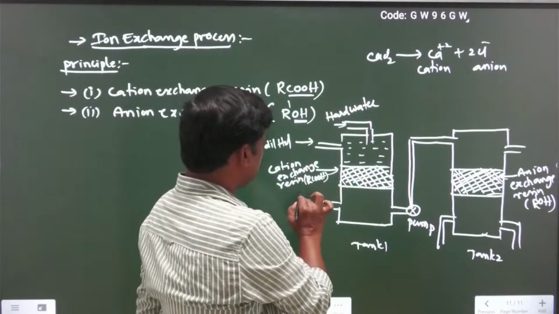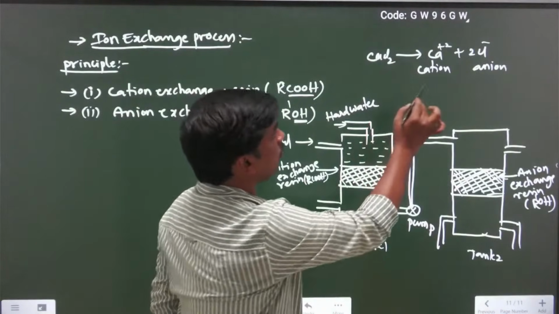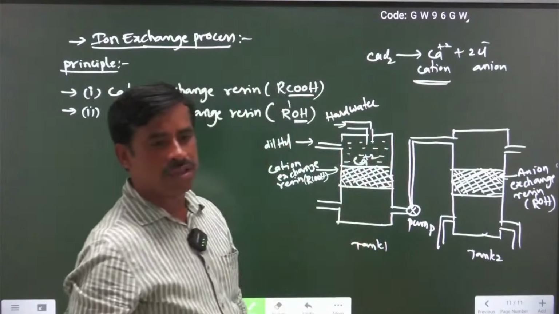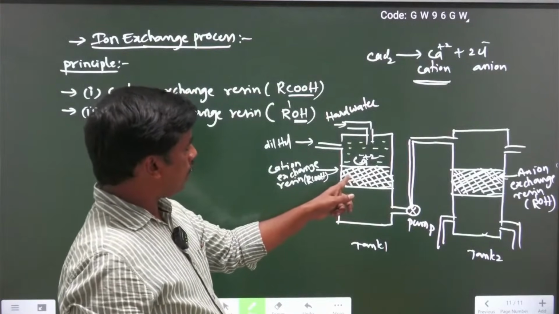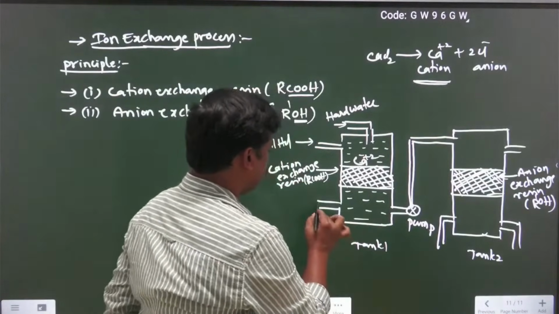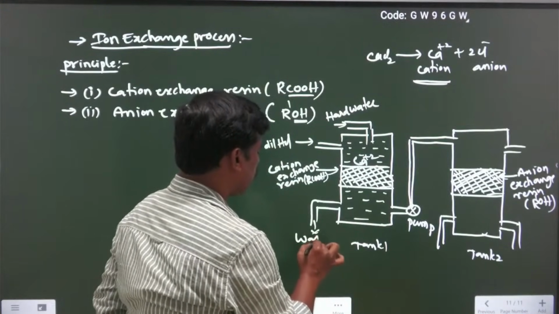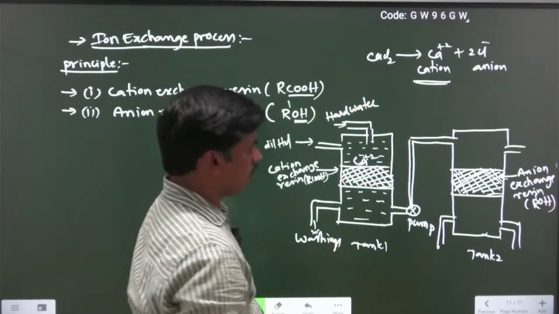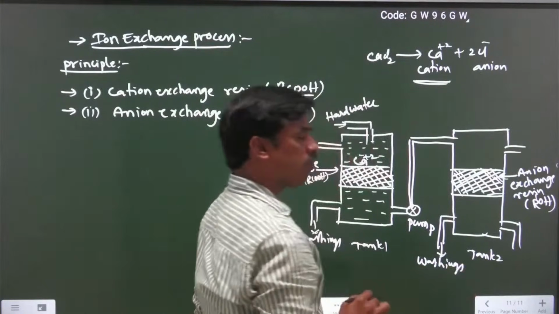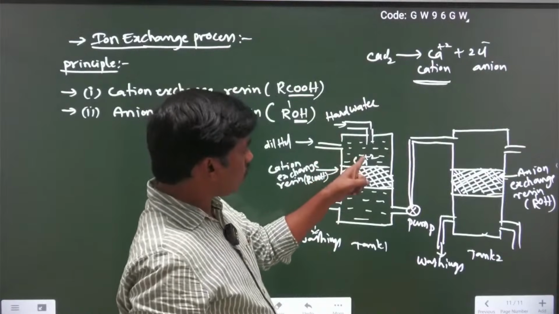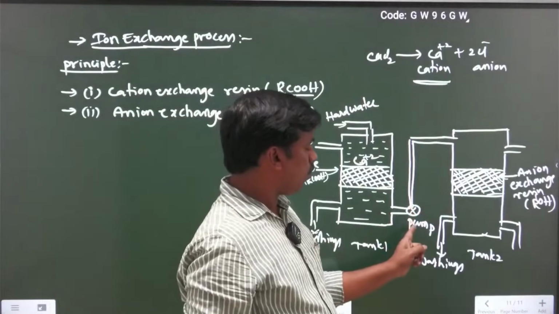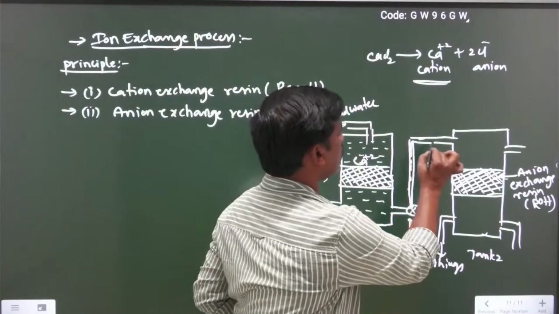This resin, the cationic exchanging resin or RCOOH, can stop only cations. Calcium plus 2 is stopped on the surface of the cationic exchanging resin, and the remaining water goes down. Here these are washings; I will explain later what they are. Washings, this one also washings. When it is regenerated, what are the chemicals exactly? After stopping calcium plus 2 here, the remaining water enters, with the help of this pump, into the second tank.